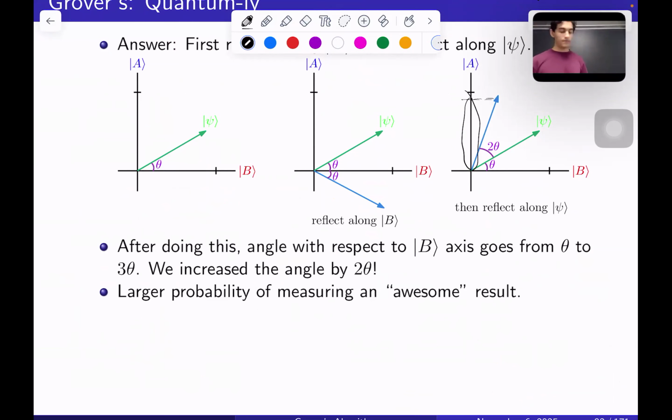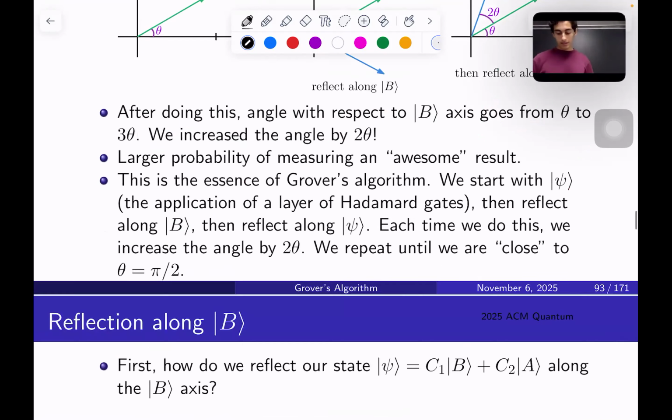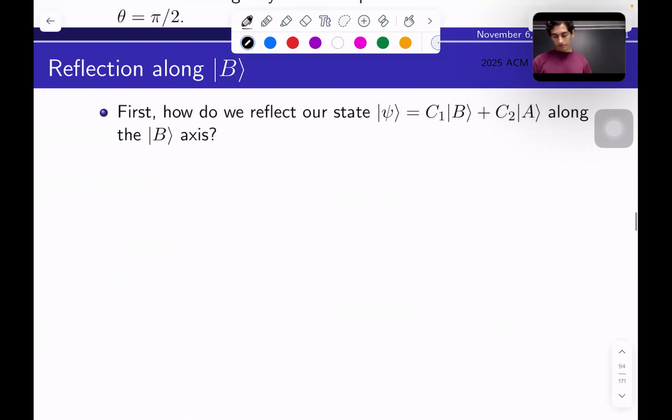Again, that's the essence of Grover's algorithm. We just keep reflecting around B and then reflect around psi, and every time we do that, we increase the angle by 2 theta.